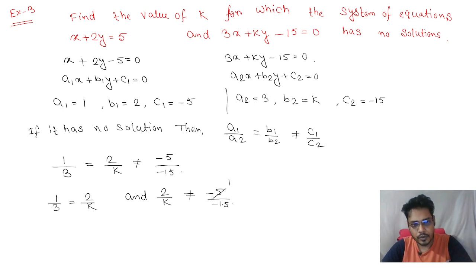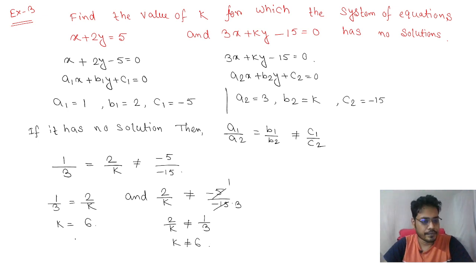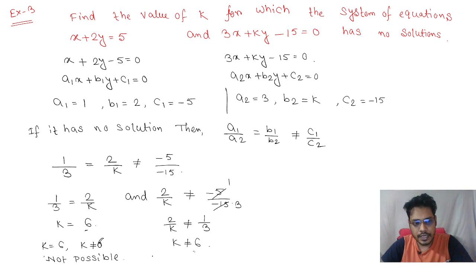That means it will be 1 by 3. That means 2 by k not equals to 1 by 3. Here you get k is equals to 6 and here you get k is not equals to 6. K is equals to 6 and k is not equals to 6, it is not possible. If k is 6, then how it is possible k is not 6? That means it is not possible. So that means there is no value of k.